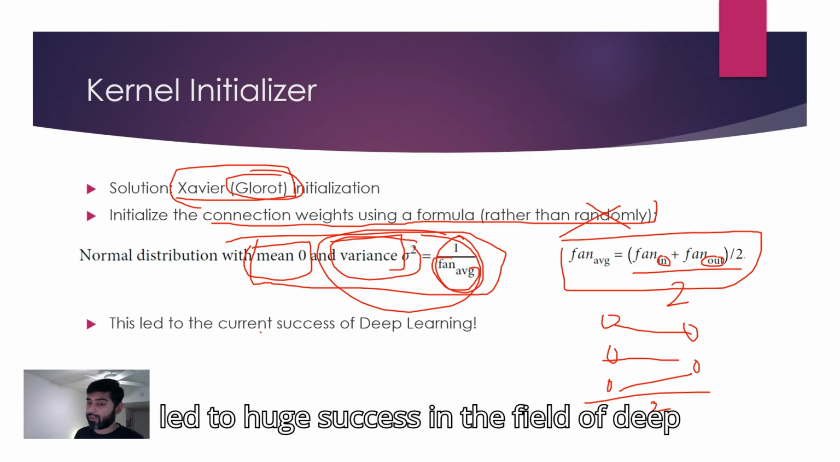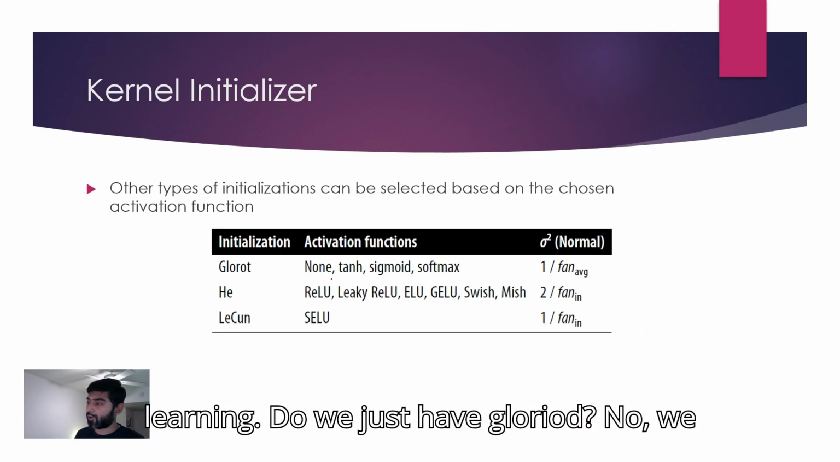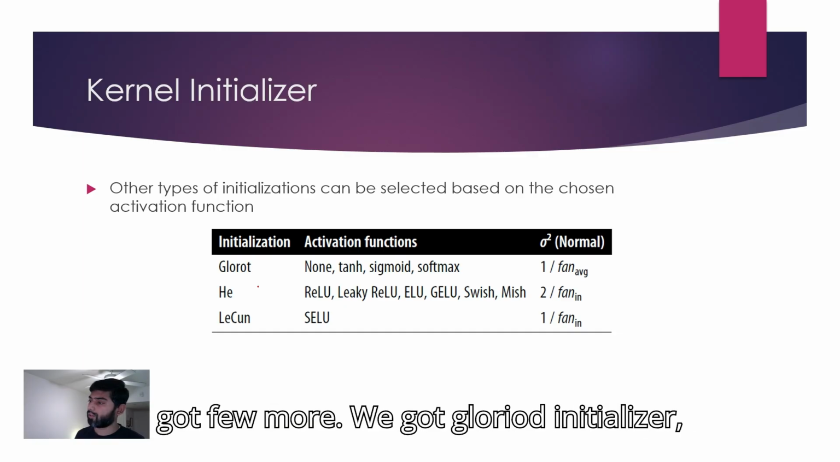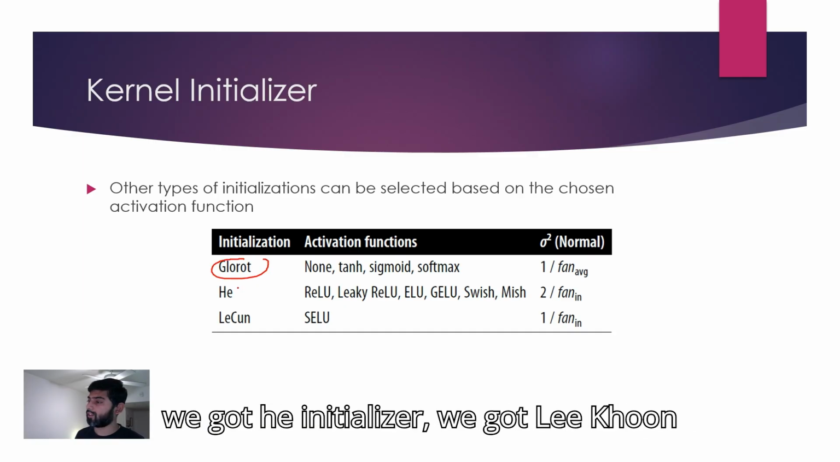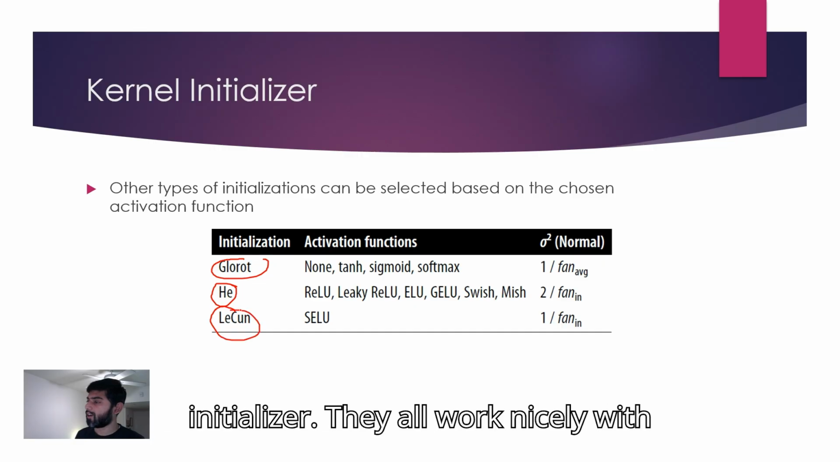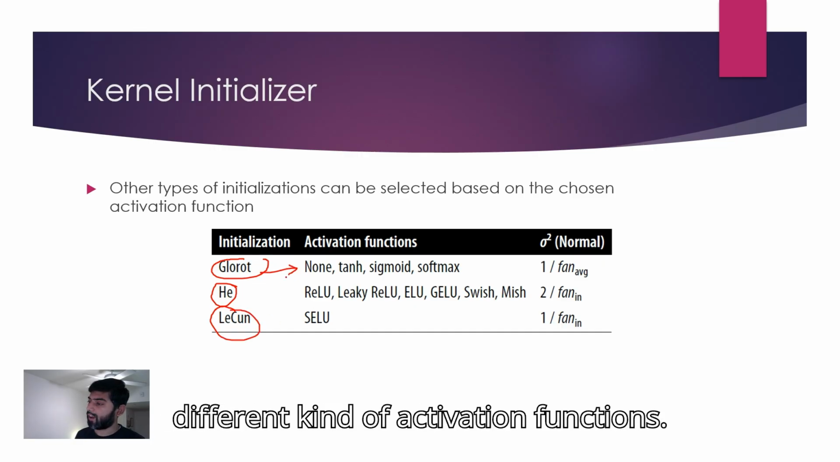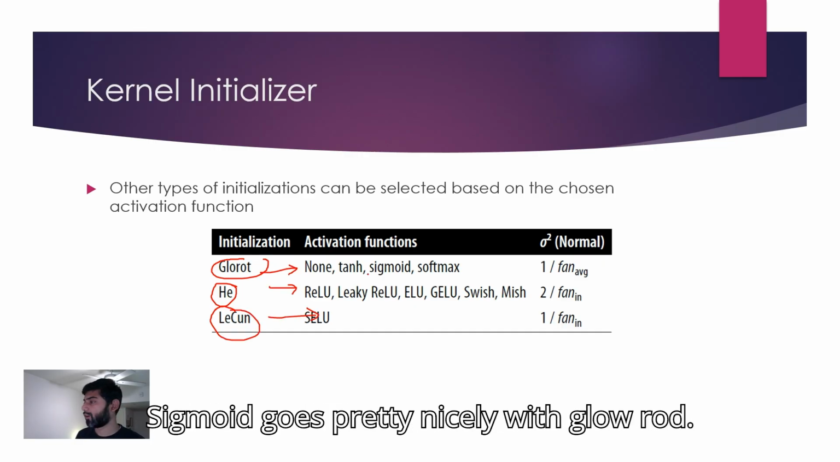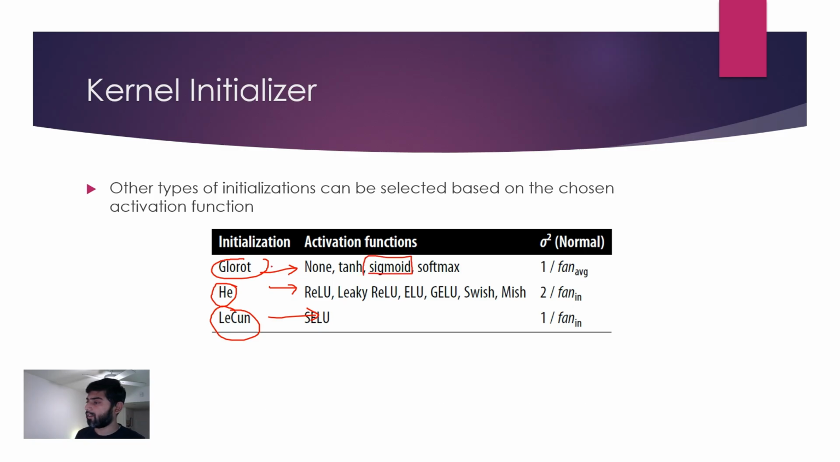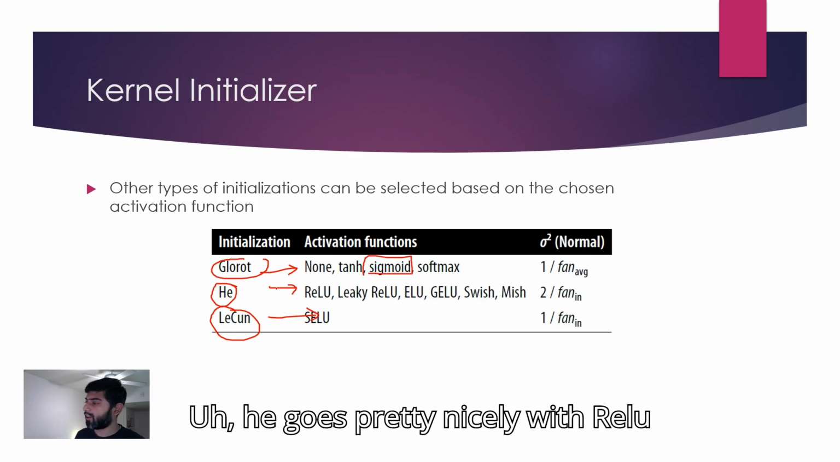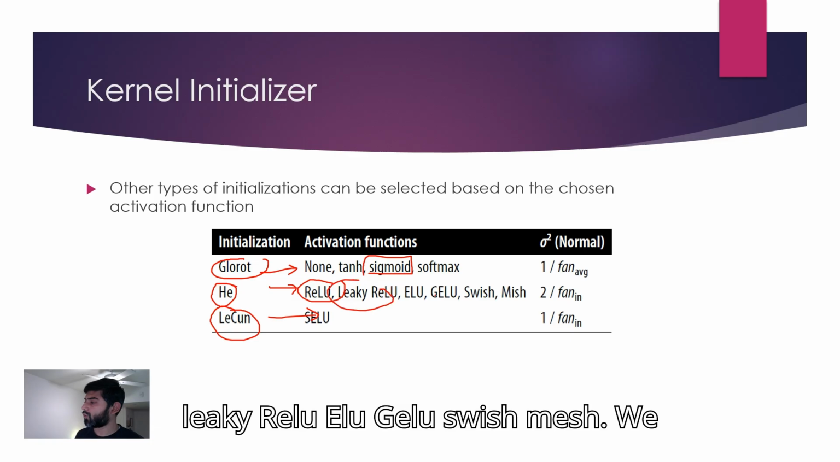So this led to huge success in the field of deep learning. Do we just have Glorot? No, we got a few more. We got Glorot initializer, we got He initializer, we got Leaky initializer. They all work nicely with different kinds of activation functions. Sigmoid goes pretty nicely with Glorot. He goes pretty nicely with ReLU, Leaky ReLU, ELU, GELU, Swish, Mish.